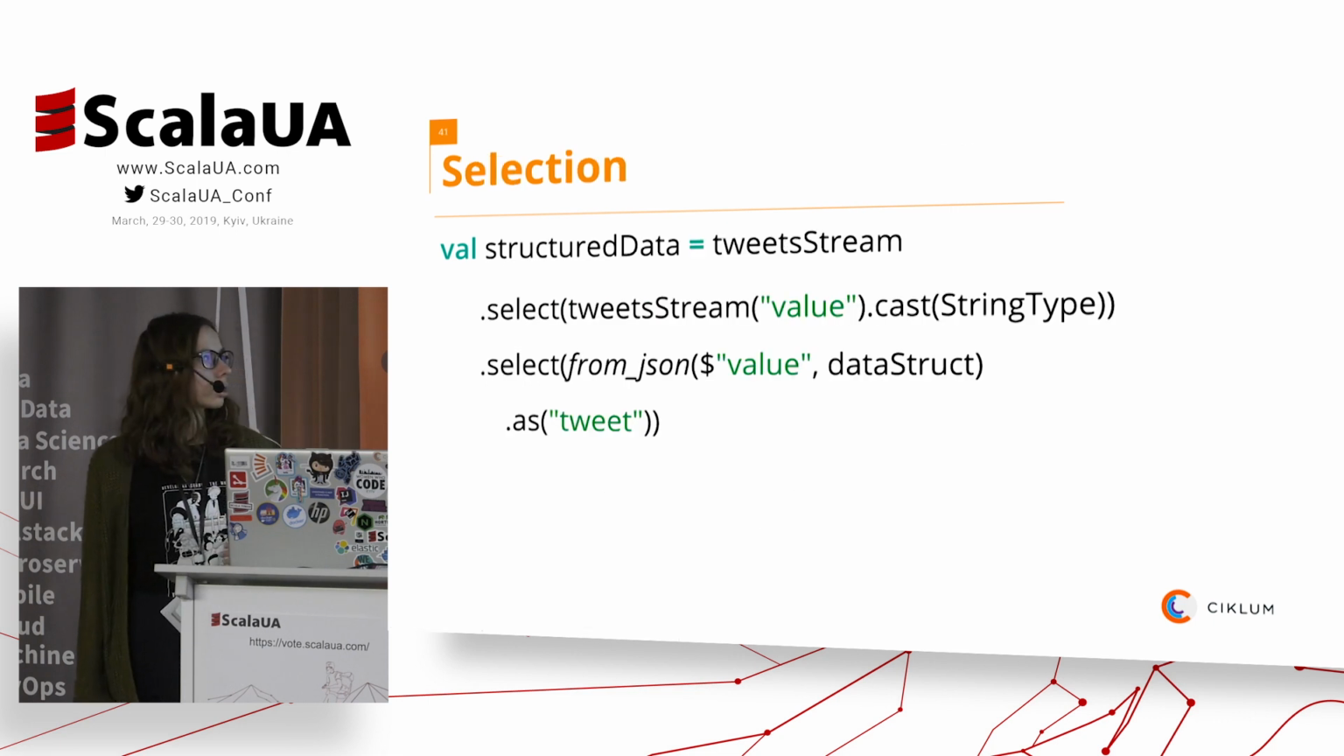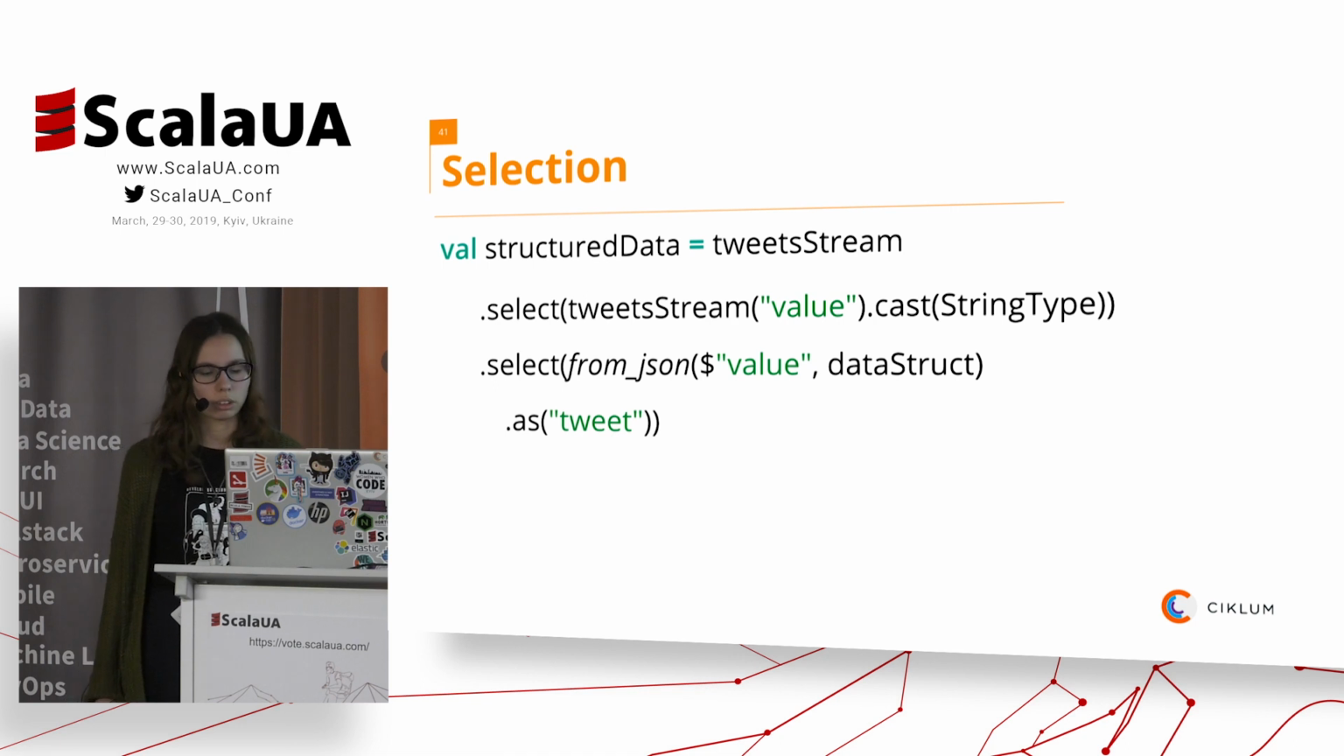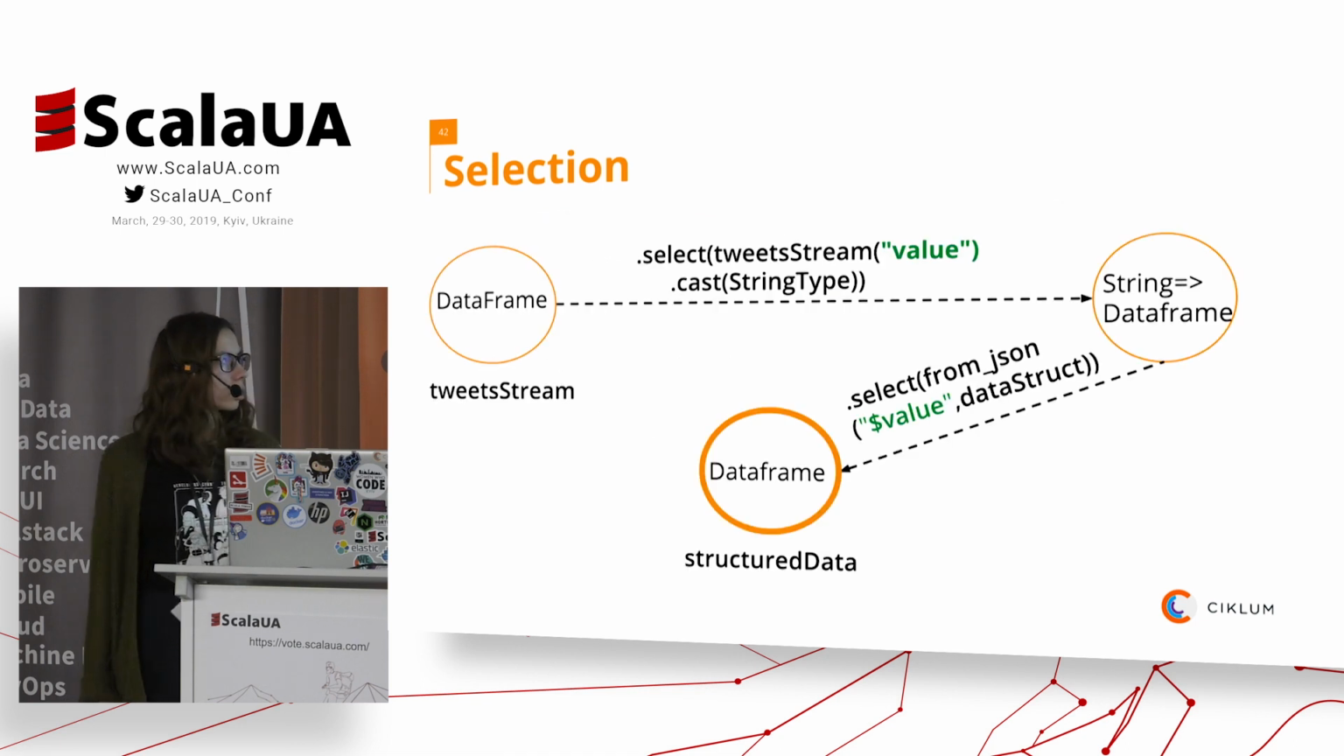And we can run this simple select. Here, again, we extract the values from Kafka, and using the data struct, define the structure of my data frame. So in types, it looks like this. We have a data frame as an input. We call select, we provide this string, and already in the middle of the process we get the data frame, and then I define the structure, so all the types are properly converted.